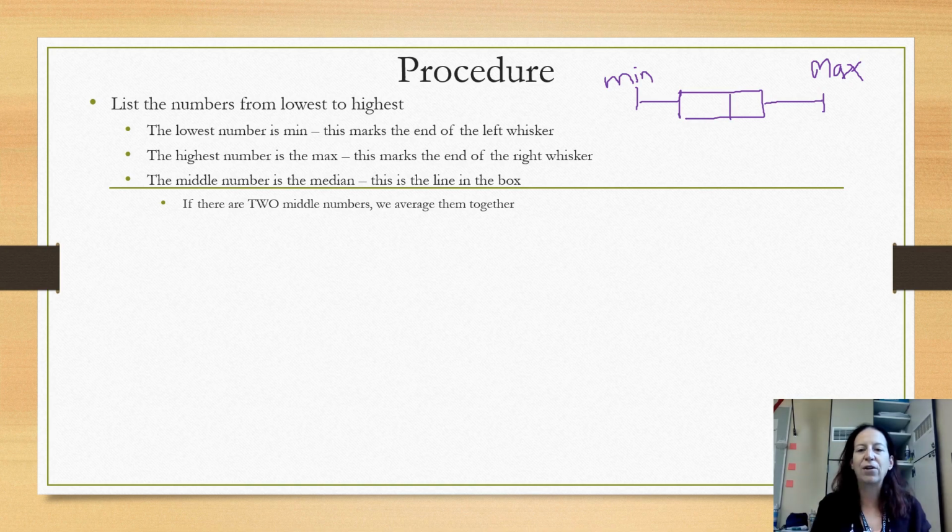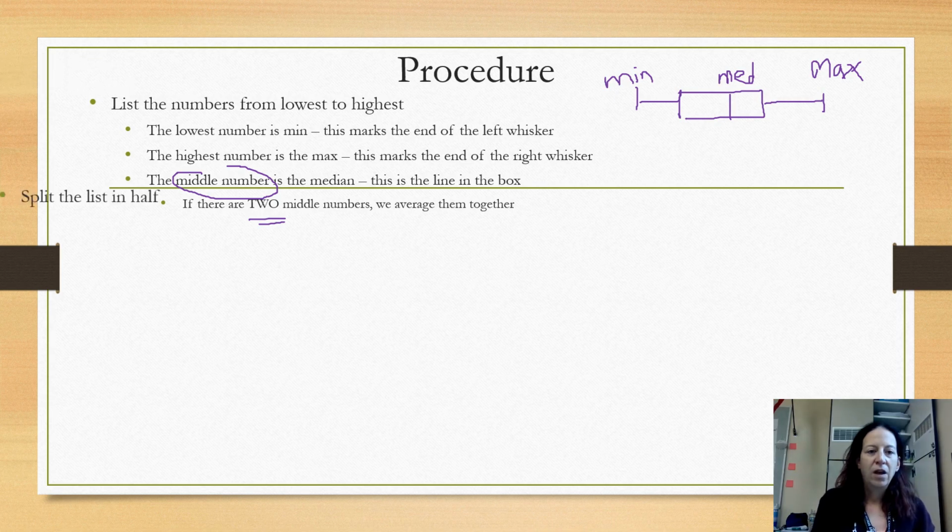Now, I want to be careful. When I say the middle of the box, I don't mean center. It's not in the exact center. Sometimes the median line could be off to the side, but it's in the midst of the box, inside the box somewhere. If there are 2 middle numbers, so we know the middle number is the median, then you're going to take those 2 middle numbers and average them together. So we'll actually see an example of that when we do ours.